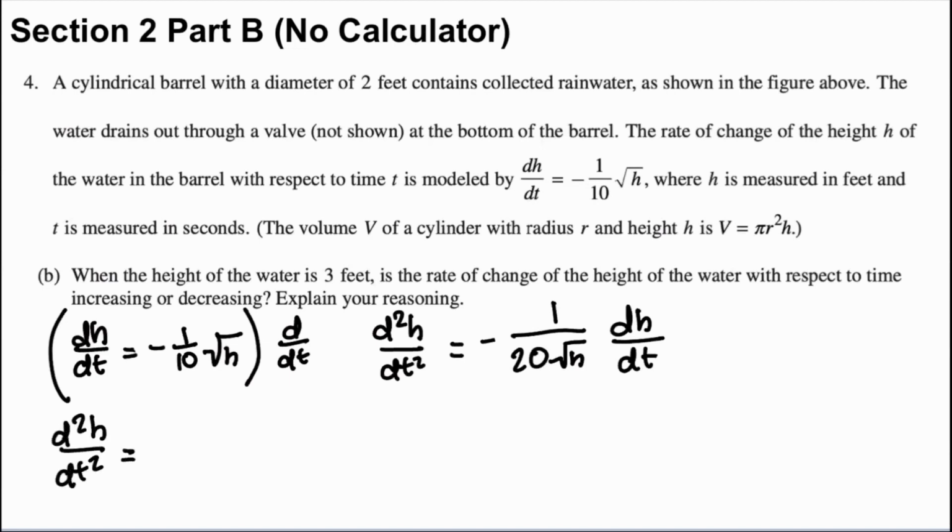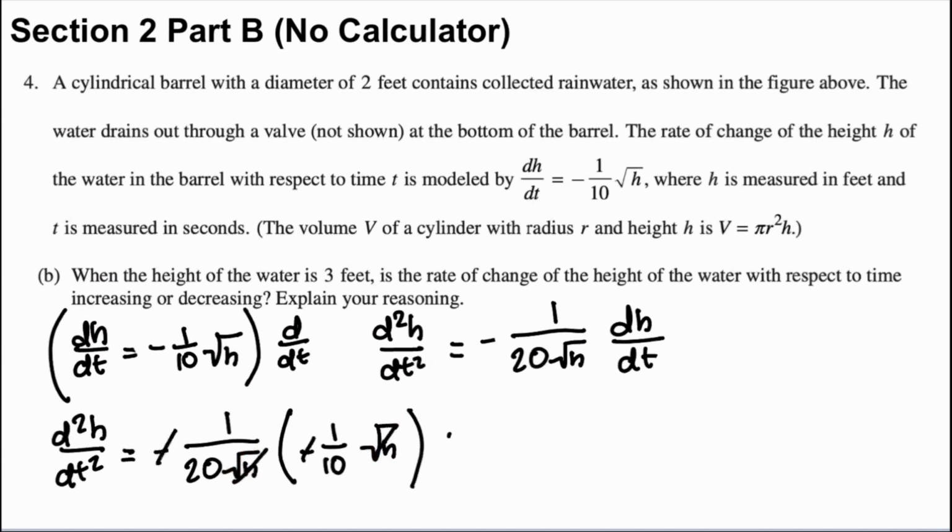We're going to take this same portion that we found here, and we're going to multiply it by negative 1/10 root h. Now, this root h is in the numerator, and this one is in the denominator. So they're going to cancel out. Negatives also cancel out. This is equal to 1 over 200. And this is a positive number.